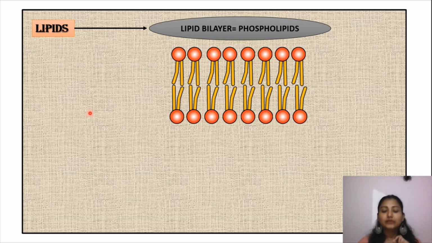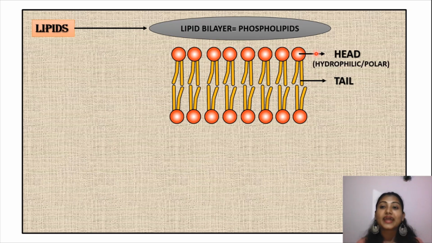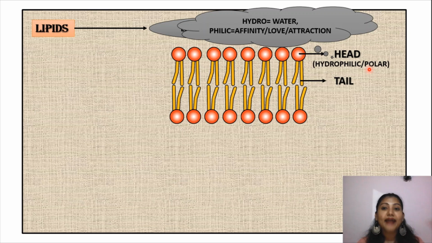So what we can see here is a round thing, and then two sticks. The round thing is called the head, whereas the two sticks are the tail. The head is hydrophilic or polar. Now what is hydrophilic? Let's quickly divide these two terms. Hydro means water. Philic means love, attraction, or affinity. So the upper head part of the phospholipid has an affinity, an attraction, and it will attract water.